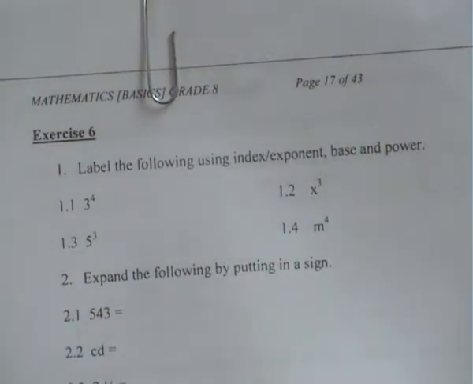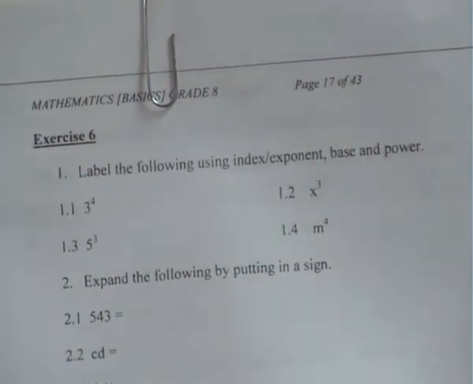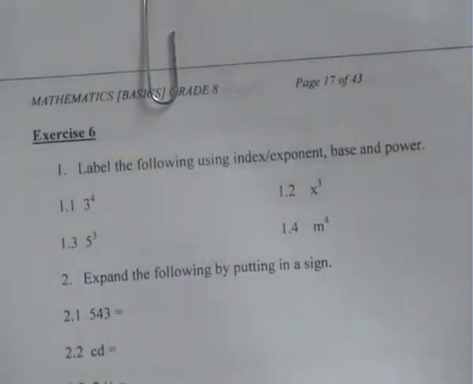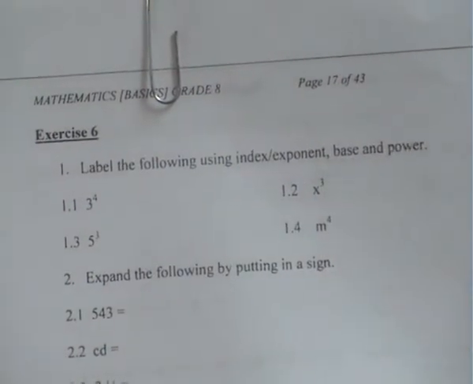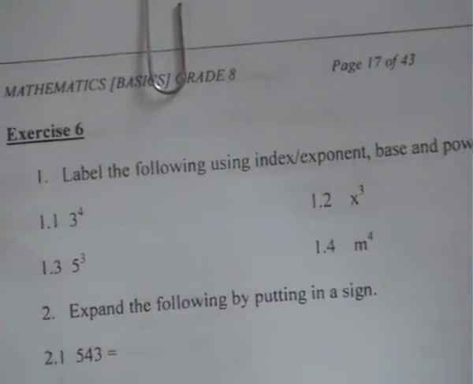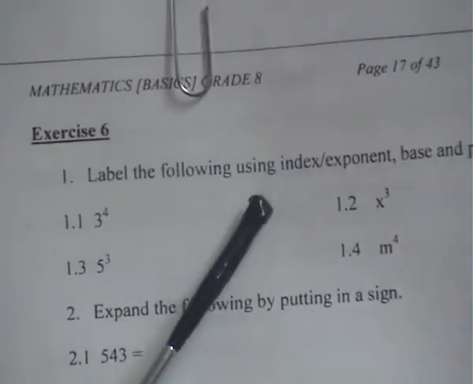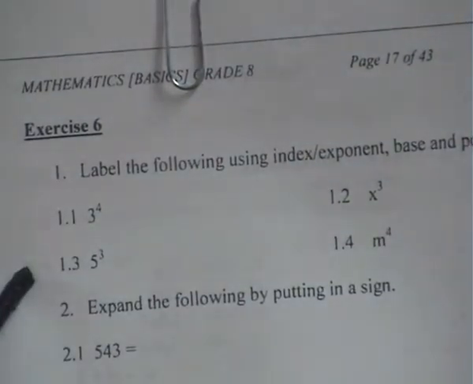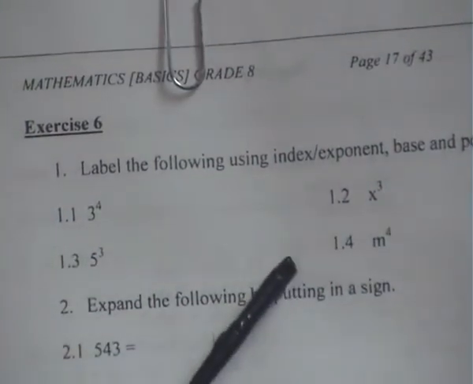So exercise 6, number 1, 1.1, you will have to label these using index, exponent, base and power. So use the labels index or exponent, base and power. 1.1, 3 to the 4. 1.2, x cubed. 1.3, 5 cubed or 5 to the 3. 1.4, m to the 4.